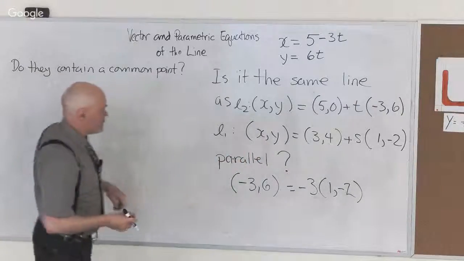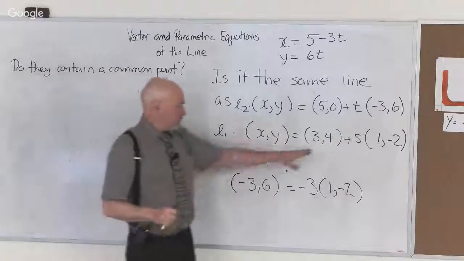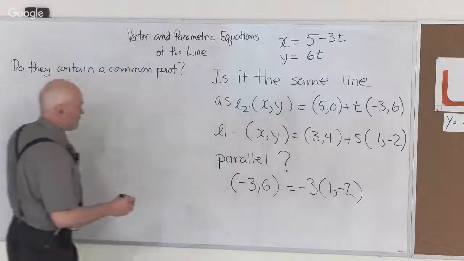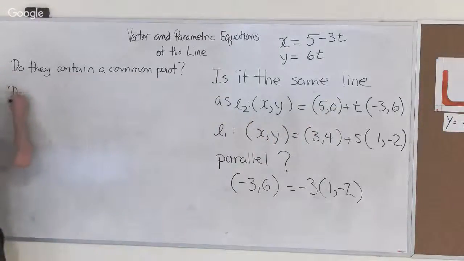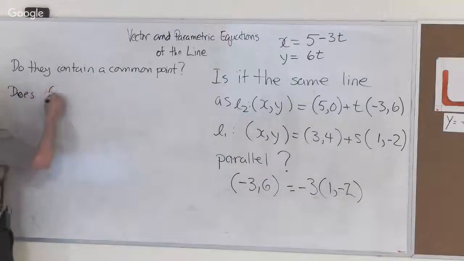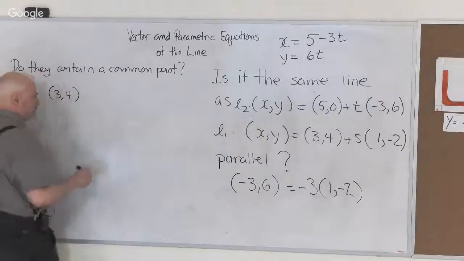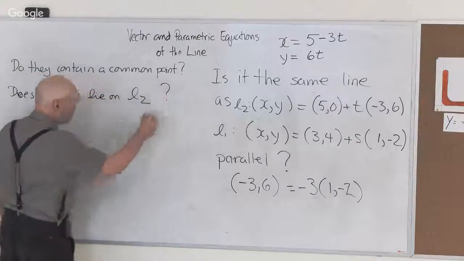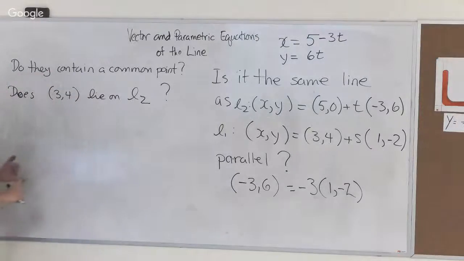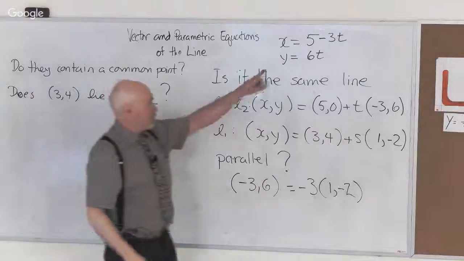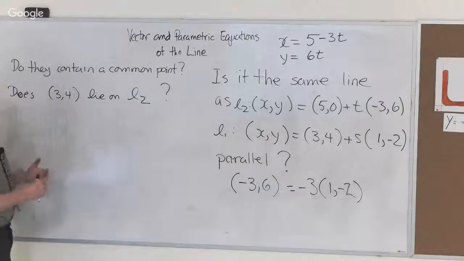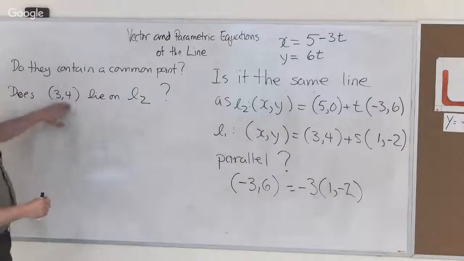Okay. So basically what I'm going to do is I'm going to see if 3, 4 is contained in this line number 2. All right. So I'm going to see, does 3, 4, which is the position vector of line 1, lie on L2? Okay. So I could do this a few ways, but basically I'm going to express L2 in its parametric form, and I'm going to find the value of t. I'm going to see if that value of t results in the same x and y coordinate as 3, 4.